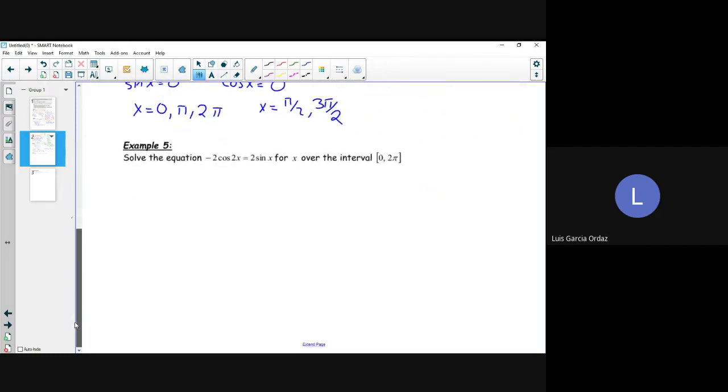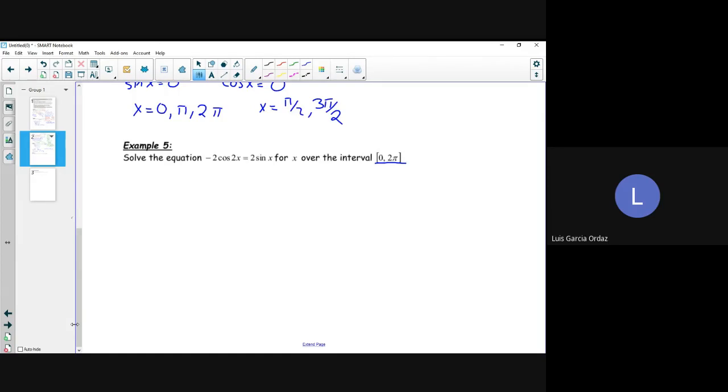And now we are going to do our last example. We're going to solve the equation negative 2 cos 2x is equal to 2 sine x for x over the interval of 0 to 2 pi. So what we need to do first is get everything under the same form. If you want to turn everything into cosines, turn everything into cosines if possible. If you can turn everything into sine, turn everything into sine.